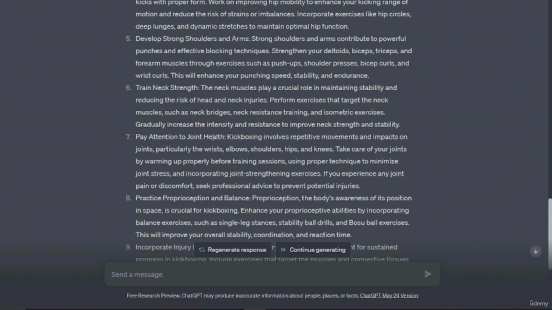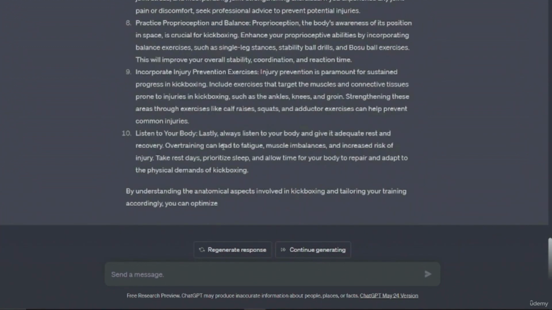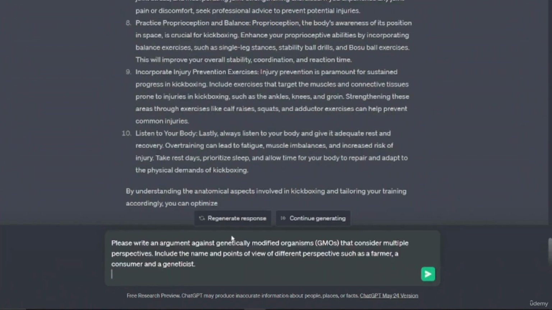Let's dive into our next example, which is the multiple perspective one. We'll ask it to write an argument against genetically modified organisms that considers multiple perspectives. We also asked it to include the names and points of view of different perspectives, which will be a farmer, a consumer, and a geneticist. So we have added different perspectives, but in a single prompt. Let's see if it can do that for us or not.